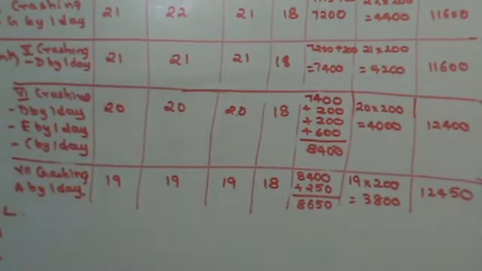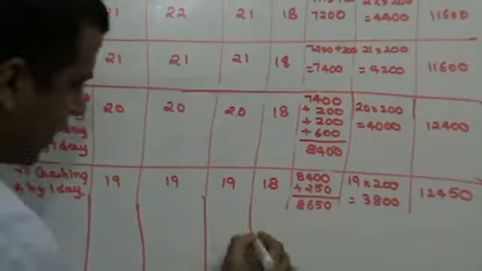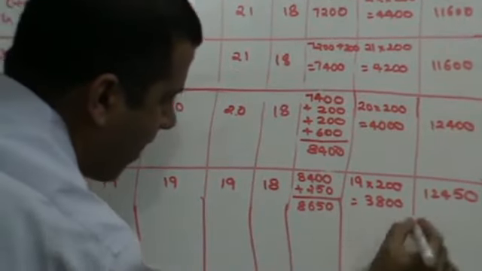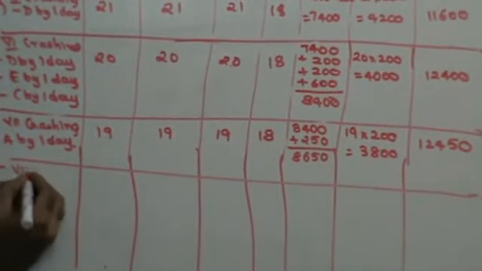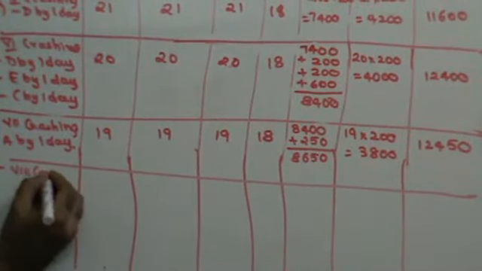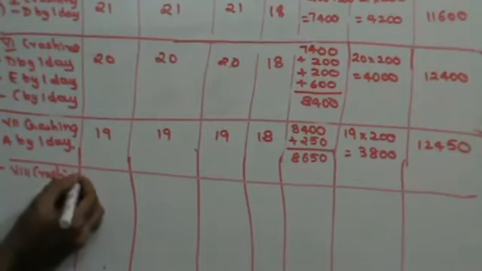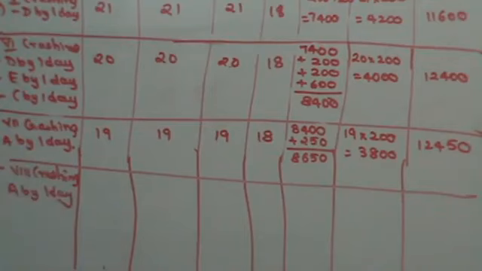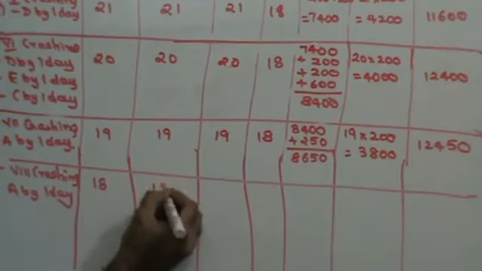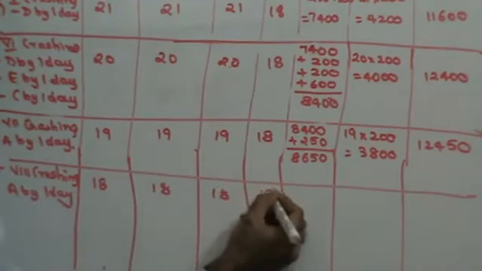Next, A can be crashed by 2 days. So now let's see another crashing, guys. We did the 7th crashing. Let's see the 8th crashing. Again A by 1 day. A can be crashed by 2 days, out of which one I have done. The next crashing I have to do, 18.